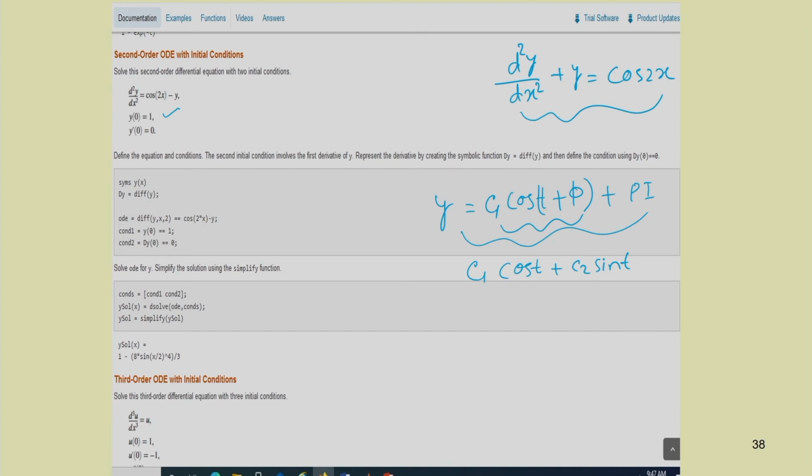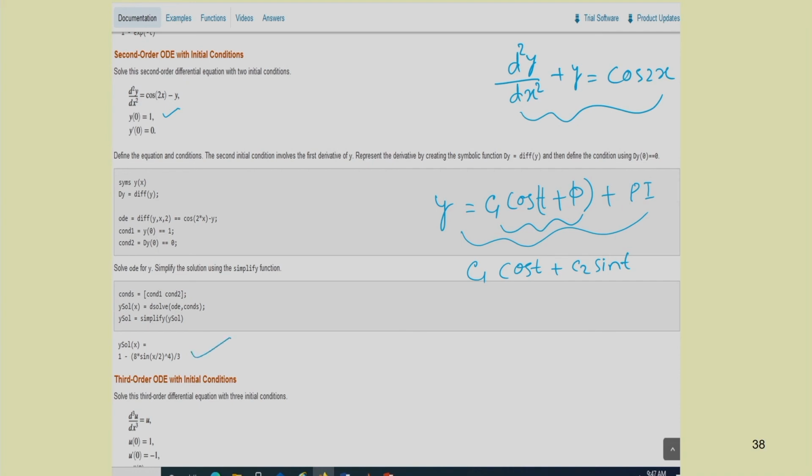To solve this, you put condition 1 and condition 2, y solve x equal to dsolve. You are using the command dsolve here, dsolve with the ODE and conditions. So your y solution equal to this, and you can simplify the solution and you get the solution.